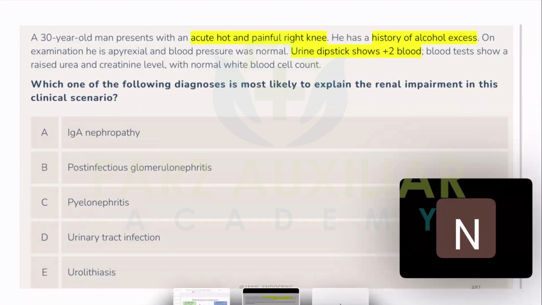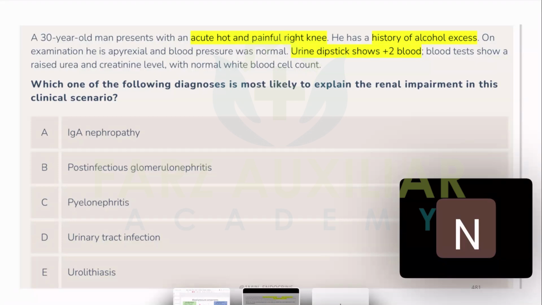UTI. They have clearly mentioned that the patient is apyrexial. Please go through the question. It specifically mentions that the patient is apyrexial with a normal WBC count. So it is not UTI, right, doctor? Everybody whoever answered UTI must also be thinking why. Because the patient is apyrexial, the blood test shows a normal WBC count, so no signs of infection. At least, no signs of systemic infection. So it is not UTI.